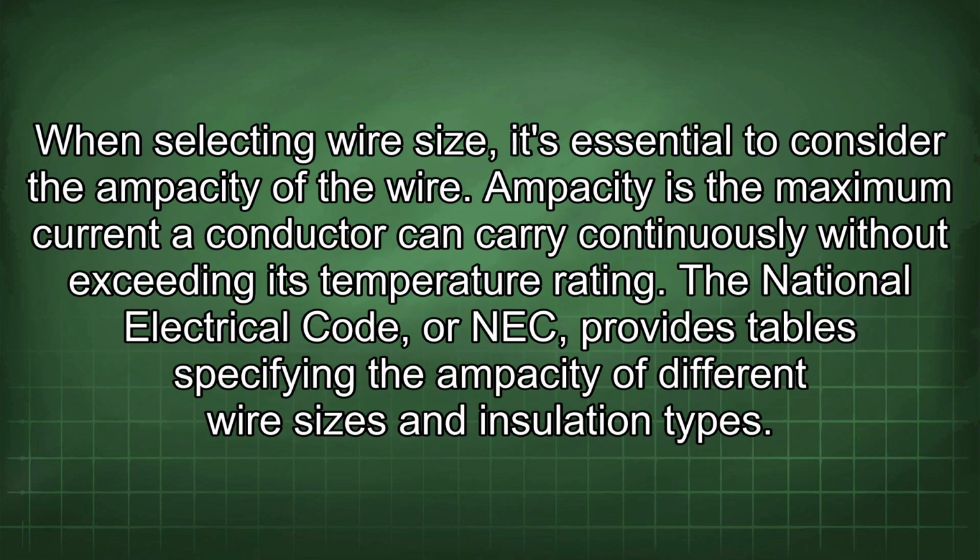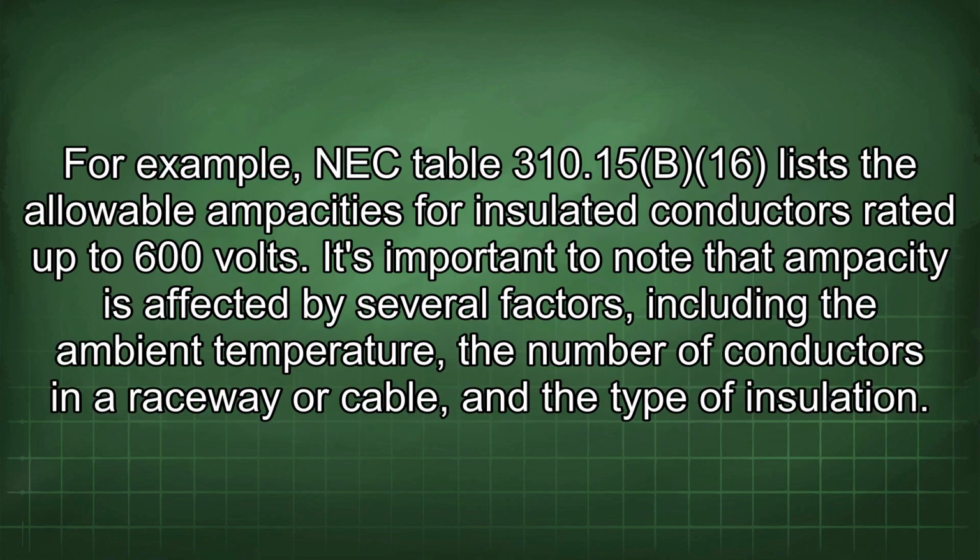When selecting wire size, it's essential to consider the ampacity of the wire. Ampacity is the maximum current a conductor can carry continuously without exceeding its temperature rating. The National Electrical Code, or NEC, provides tables specifying the ampacity of different wire sizes and insulation types. For example, NEC Table 310.15(B)(16) lists the allowable ampacities for insulated conductors rated up to 600 volts. It's important to note that ampacity is affected by several factors, including the ambient temperature, the number of conductors in a raceway or cable, and the type of insulation.